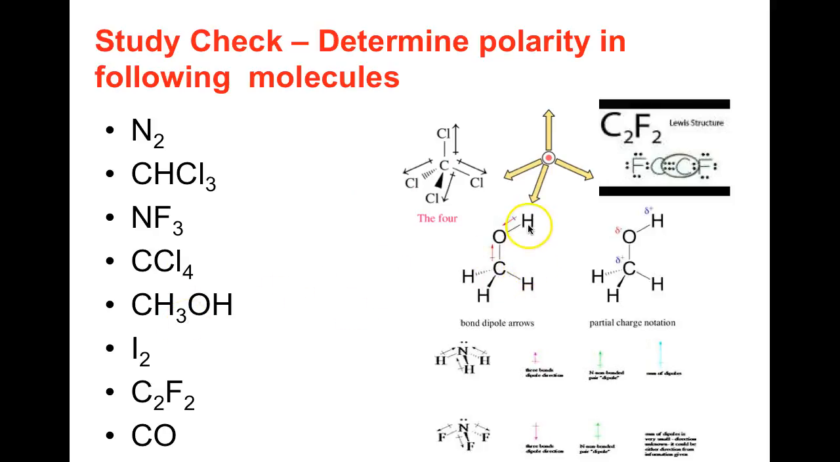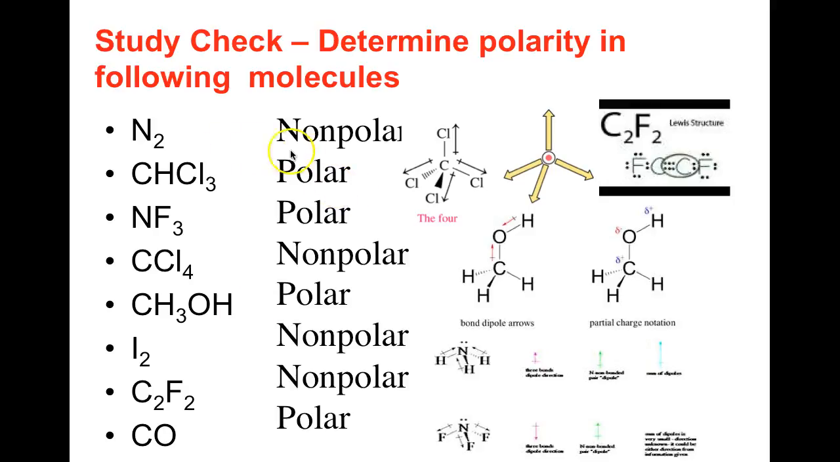CH3OH looks like this, the structure, and you can see that the dipoles are directed towards oxygen, they're not cancelling. So CH3OH, methanol, is polar. I2, just like N2, the same atoms making up the molecule, and so the bonds are nonpolar, the molecule is nonpolar. C2F2. Now fluorine is very polar, all right. So there are two dipoles, one directed towards this fluorine and the other one directed towards the other fluorine, and of the same magnitude, and they cancel each other out. CO, there is one dipole directed towards oxygen and a single dipole is not cancelled out, and therefore CO is polar. Okay.